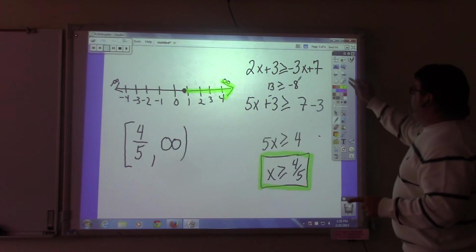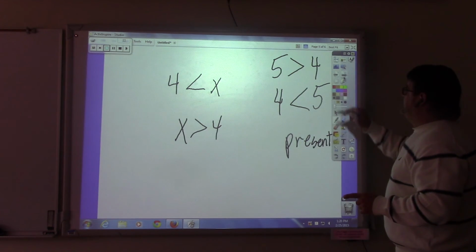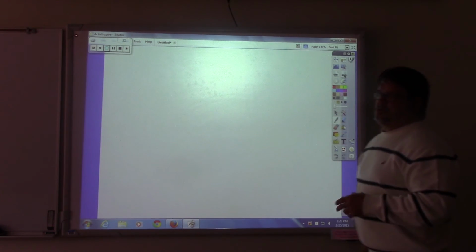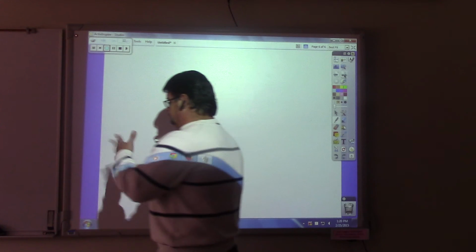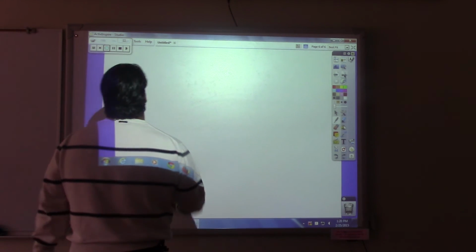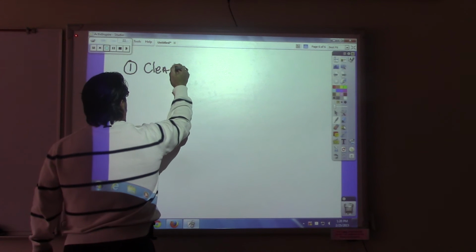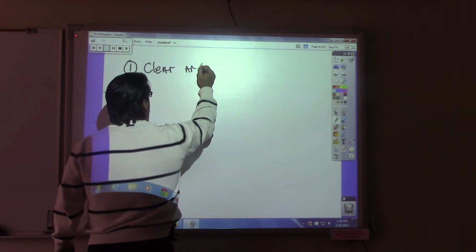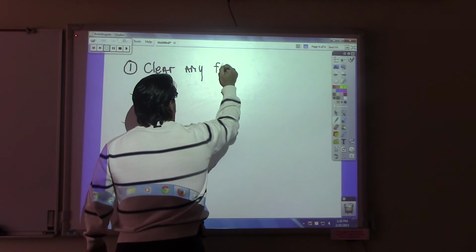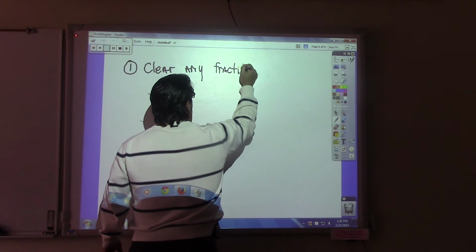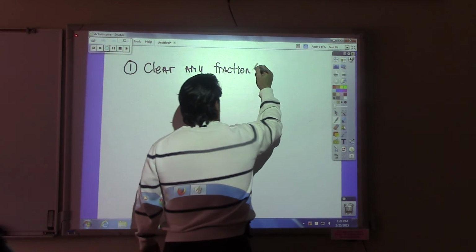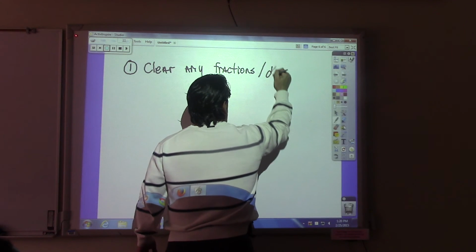So, what do you need to do as a student to get these correct in 6.5? 1. Clear any fractions and decimals. And we didn't cover decimals. I need to cover those.